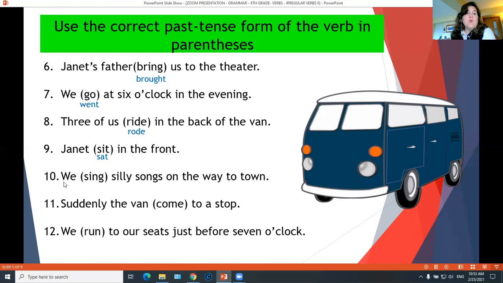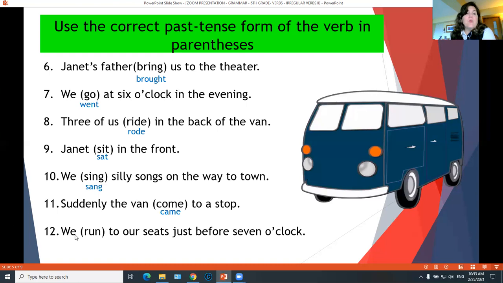Number 10, we, the verb is sing, silly songs on the way to town. The past of sing is sang, so we sang silly songs on the way to town. Number 11, suddenly the van, the verb is come, to a stop. So the past of come is came, suddenly the van came to a stop.